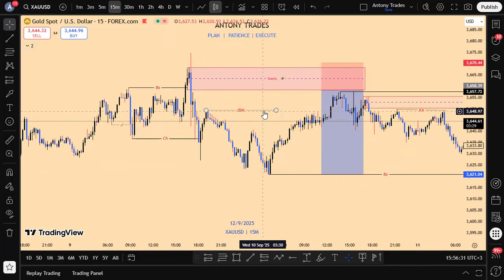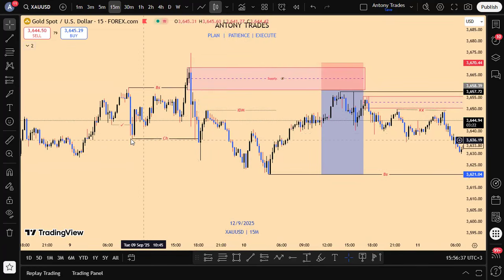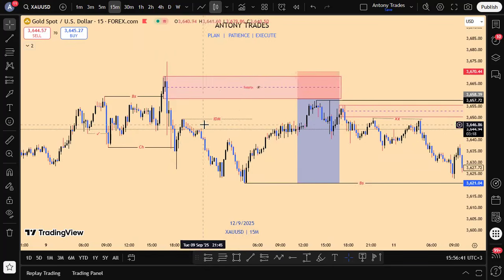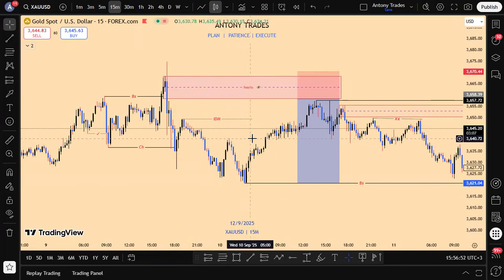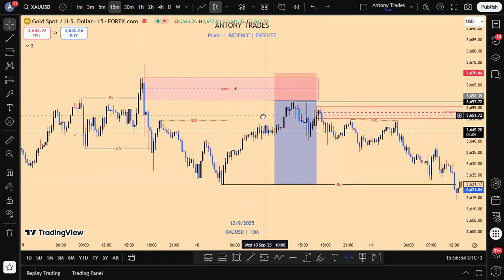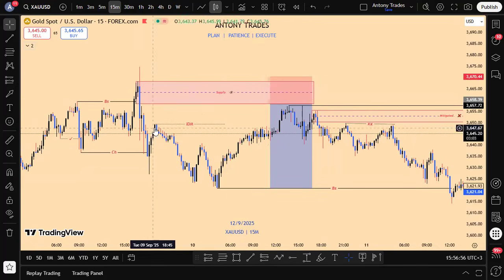This is a major inducement since it has been formed after the change of character or a break of structure. So I knew very well this high here will act as an inducement. We also have another inducement here. This retracement has not swept any liquidity. So this also becomes an inducement. After marking my inducement, I went ahead and marked my order block.